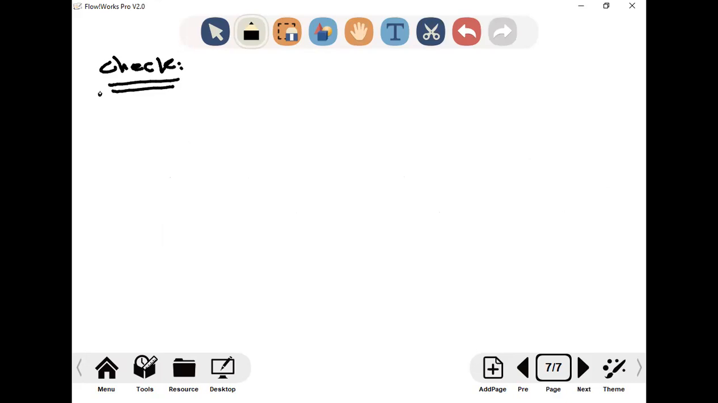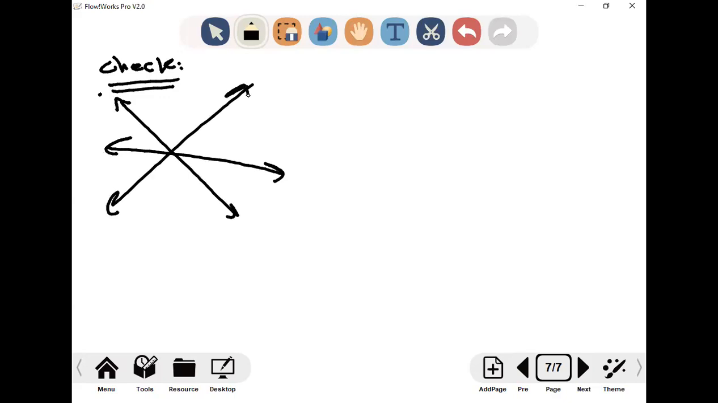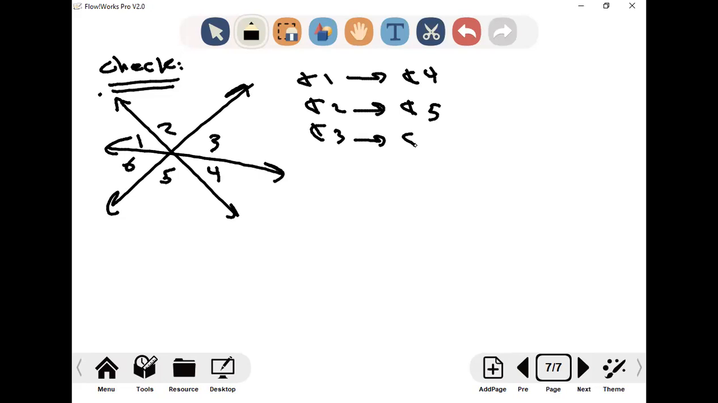After this example, we have this line here intersected with two other lines on the same point. Here we have 3, 4, 5, 6, 1 and 2. So angle 1 with angle 4, angle 2 with 5, and angle 3 with 6. Right.